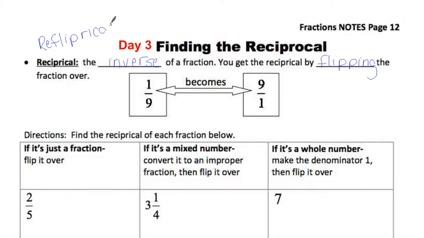reflip-rical, because I'm flipping the fraction over. So I have 1/9 then becomes 9 over 1. So let's look at some of these examples.